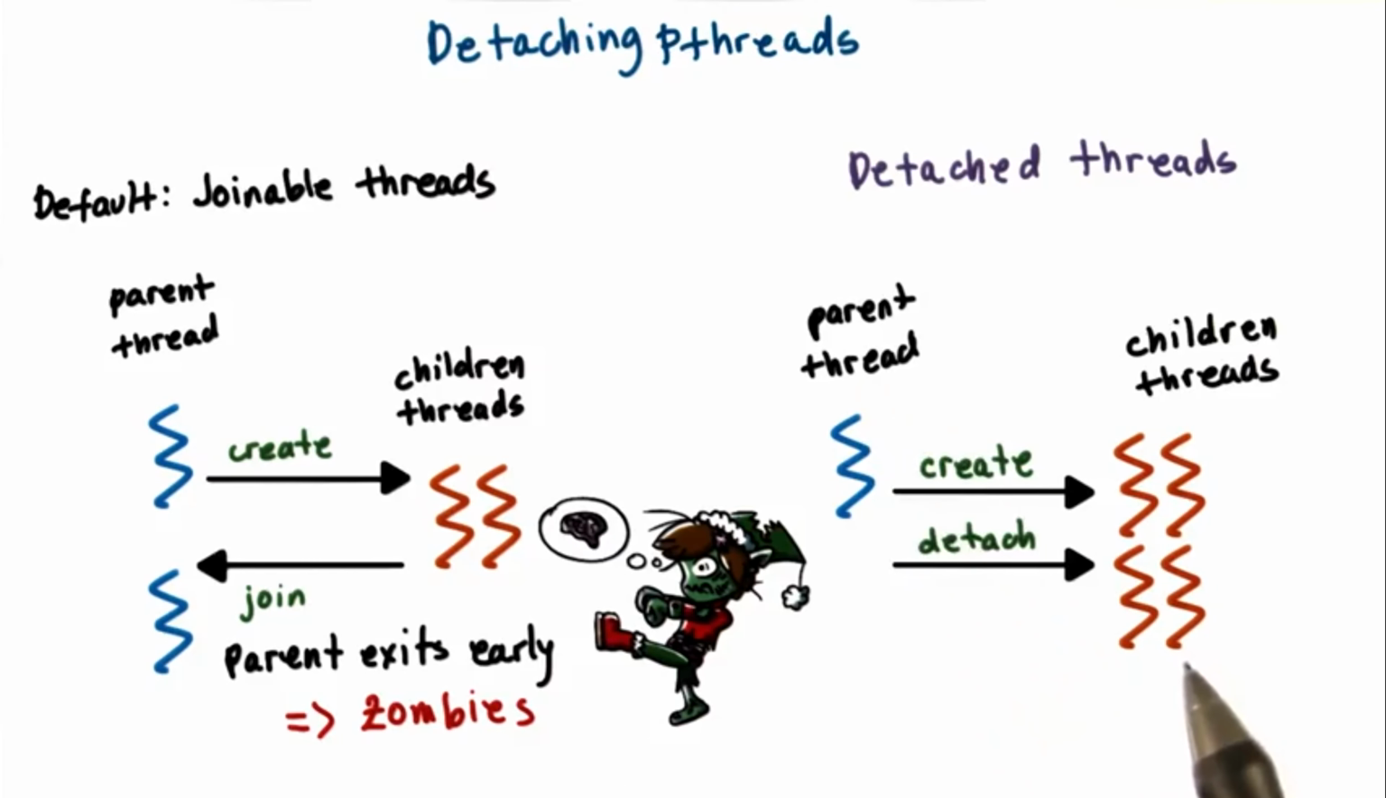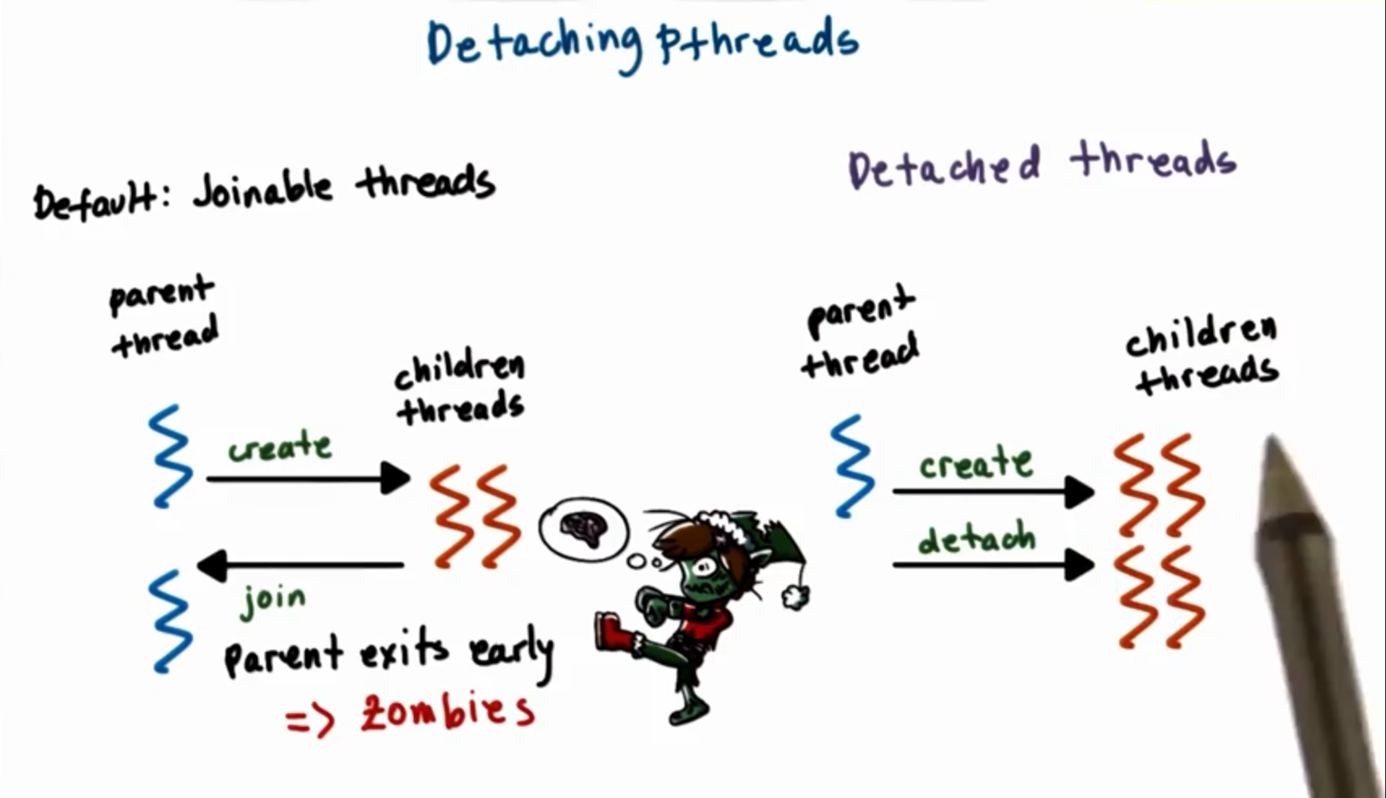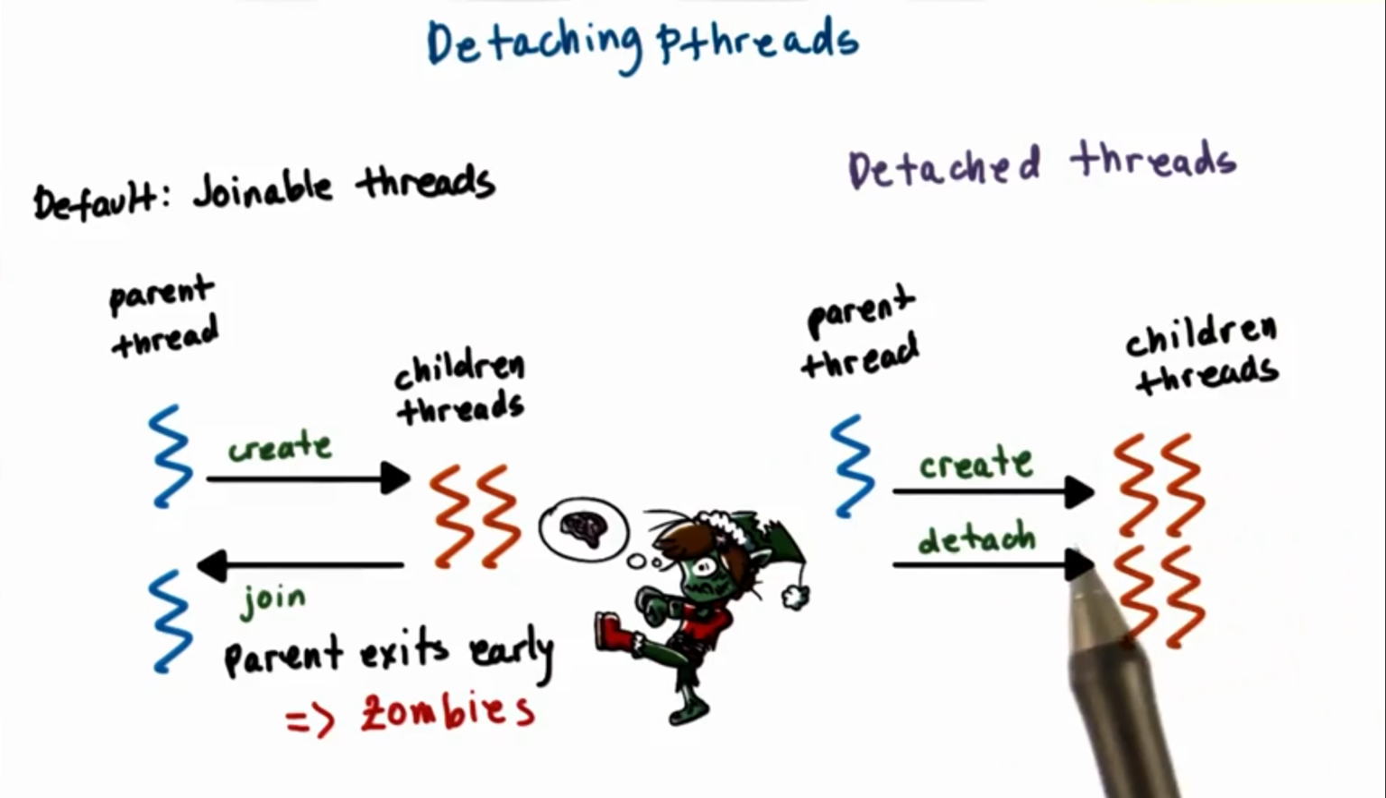Once detached, these threads cannot be joined. If a parent exits, these children are free to continue their execution. This really makes the parent and the children equivalent to one another, with the exception that the parent threads have some additional information on the children that they have created.